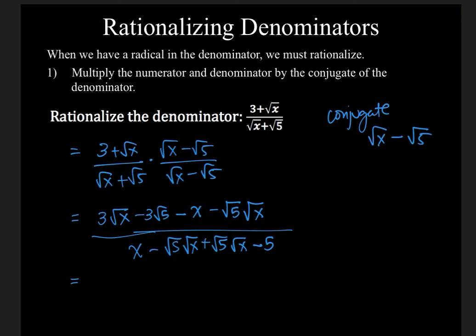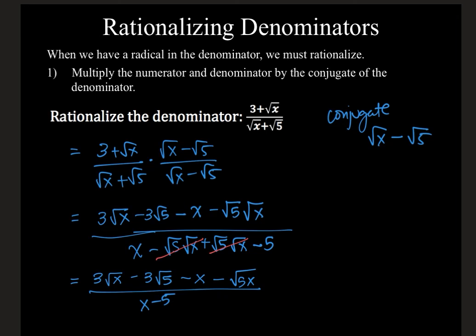Simplifying and canceling where I can. This negative and positive are going to cancel each other out. Then I'll combine whatever I can. So we have 3 square root x minus 3 square root 5 minus x minus square root of 5 times square root of x, which is just the square root of 5x, all over x minus 5.